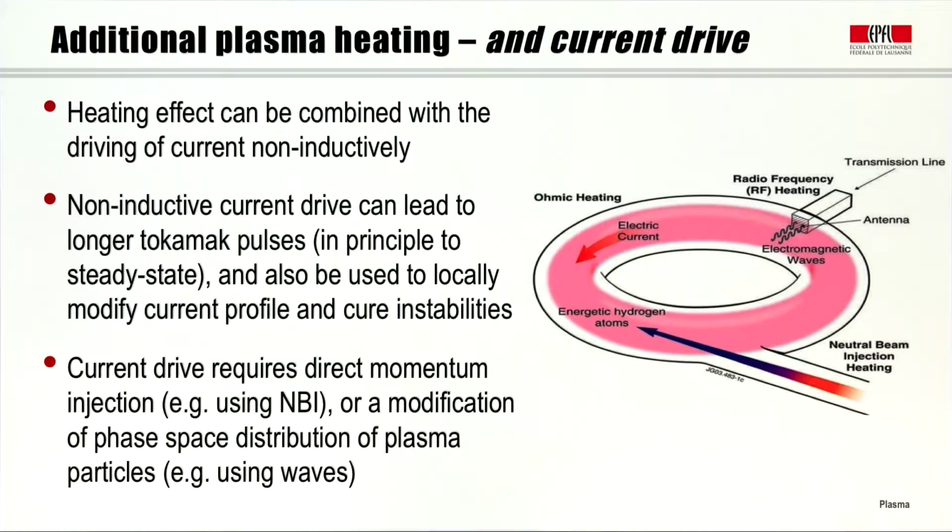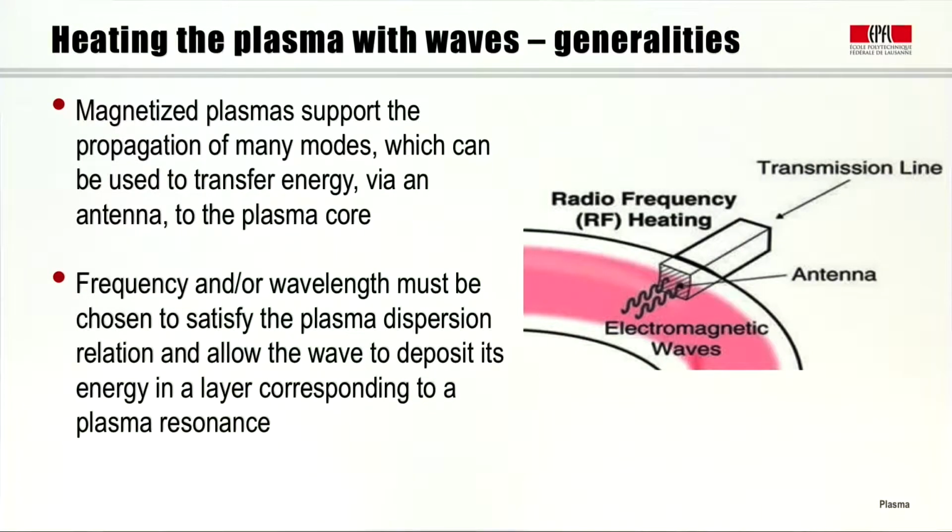Current drive requires direct momentum injection that can be, for example, achieved using NBI. So these are just particles that go in a particular direction that transfer momentum by collisions. Or by modifying the phase space distribution of plasma particles, for example, using waves. And indeed, let's focus on using waves.